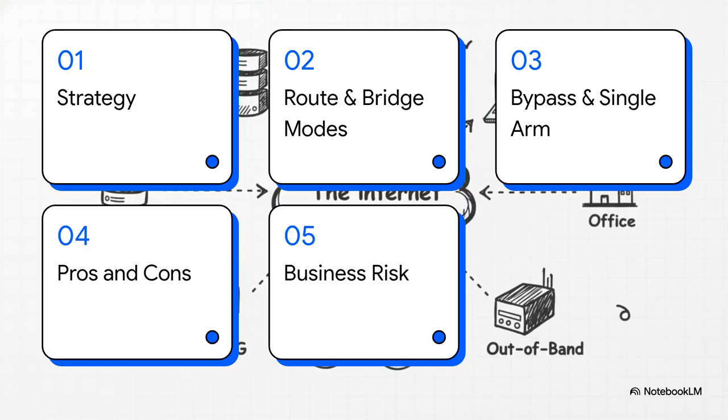Here's our roadmap for this session. First, your overall IAG deployment strategy. Second, route and bridge modes. Third, bypass and single arm modes. Fourth, we'll look at the deployment pros and cons. And finally, assessing your business risk.